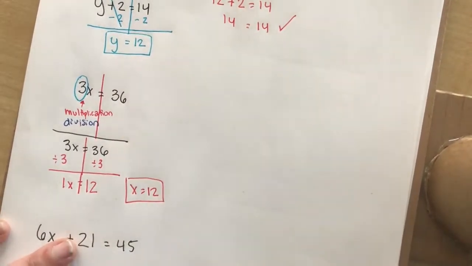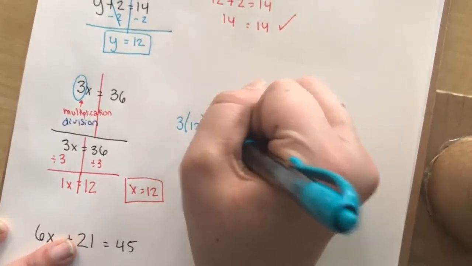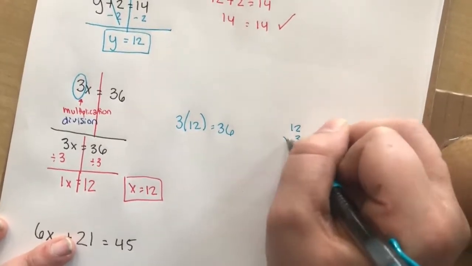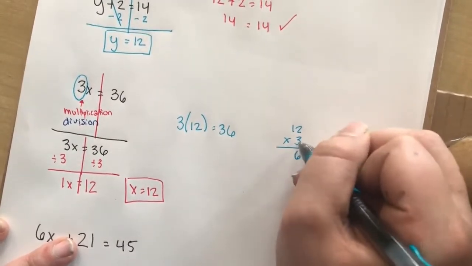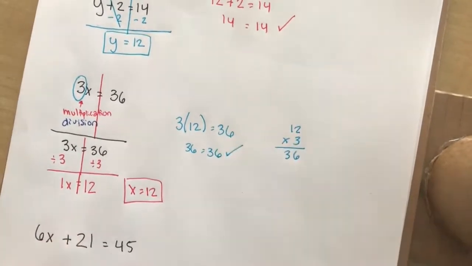I could double check my work now by plugging this in to this equation. 3 times 12 equals 36. 3 times 2 is 6. 36. So 36 equals 36. I know I got that right.